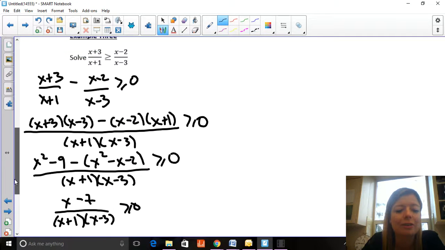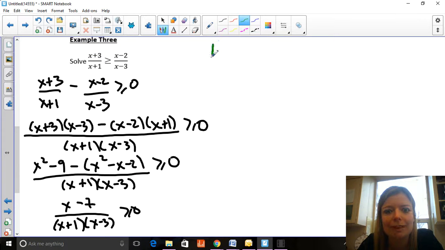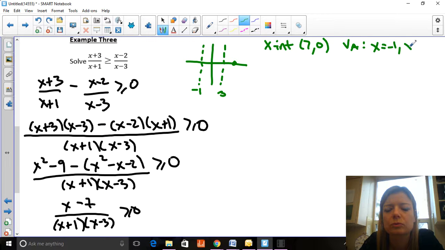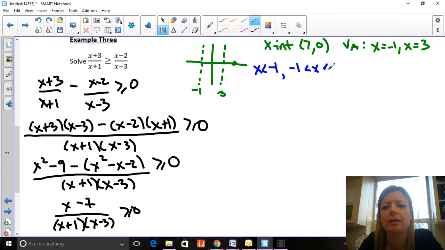Now I've got to do my really awesome sketch, which I know you guys just love when I sketch things. So I have a 0 at 7, and I have a vertical asymptote at -1 and at 3. I am testing section 1, section 2, section 3, section 4. So x is less than -1, and then between -1 and 3, between 3 and 7, and greater than 7. Sorry, that's a 7. That's what you should label that.